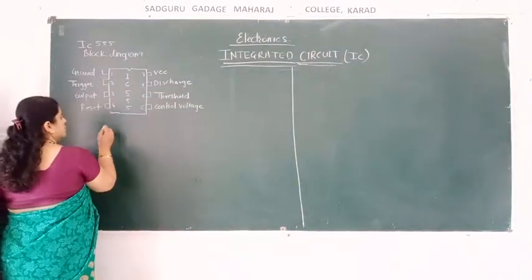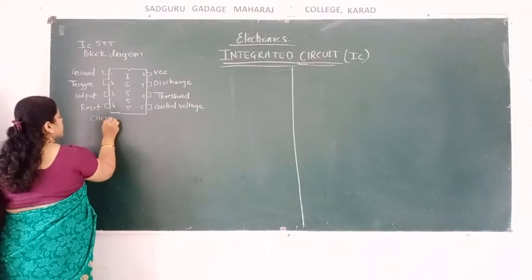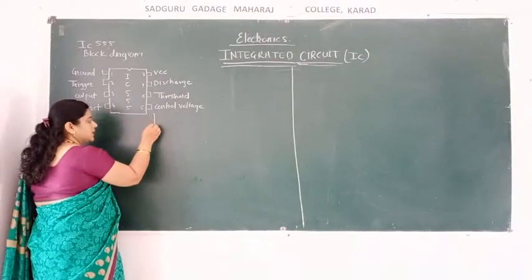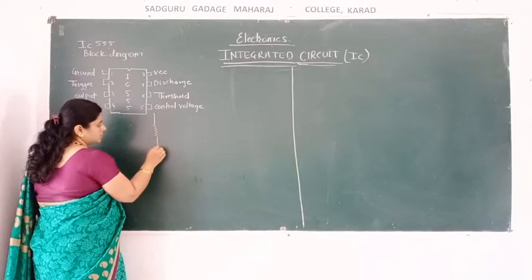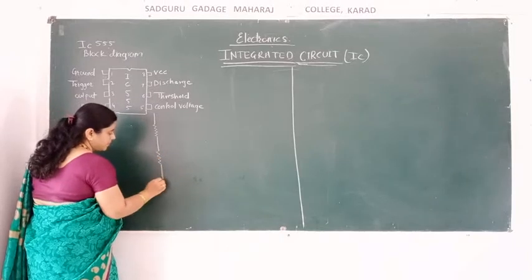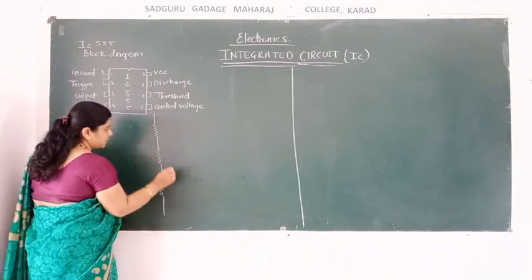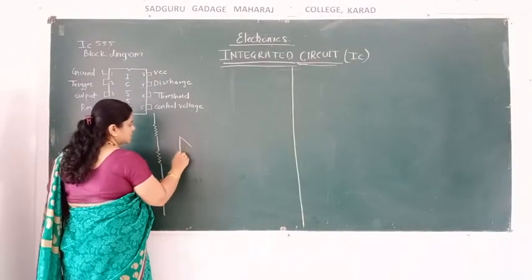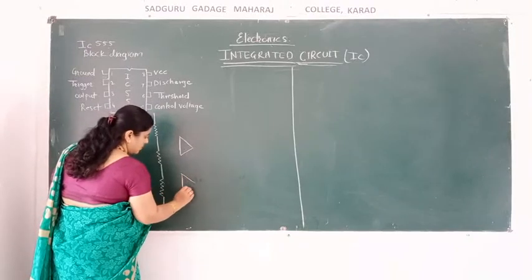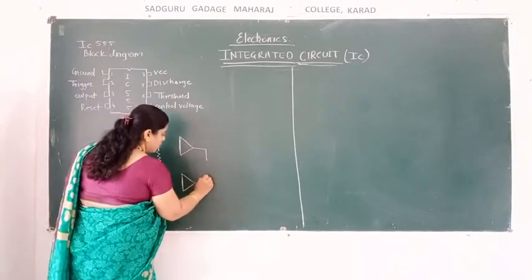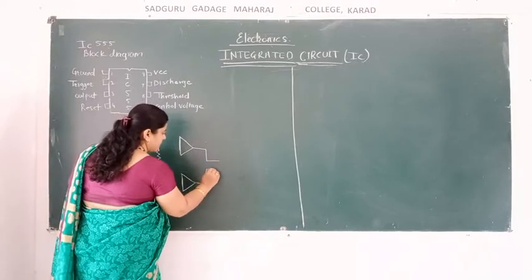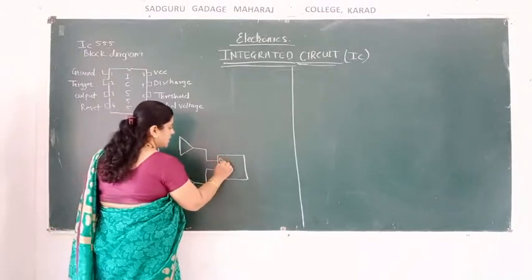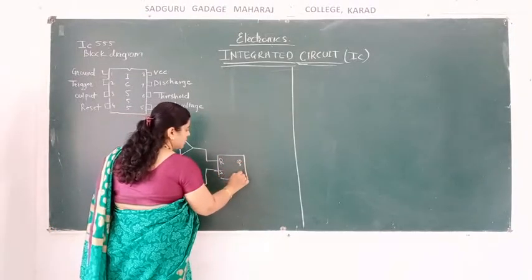Next, we are going to draw the circuit diagram of IC 555. In the circuit diagram, it has two comparators, which are nothing but op-amps, and they are connected with an RS flip-flop. This is the R and S flip-flop, with Q and Q bar outputs.